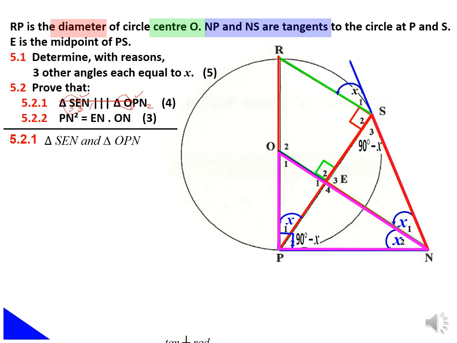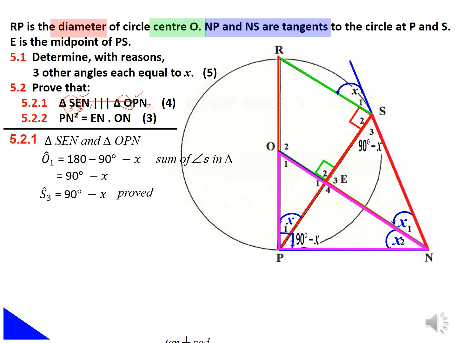Now let's look here. In the triangle OPN, N2 equals X. Angle P is equal to 90. So we can find O1 using interior angles in a triangle. They add up to 180. And that will give us the value of angle O1 as 90 minus X. S3 is equal to 90 minus X. We have already calculated that one. So that means angle S3 and angle O1 are equal to each other. We have got the first angle.